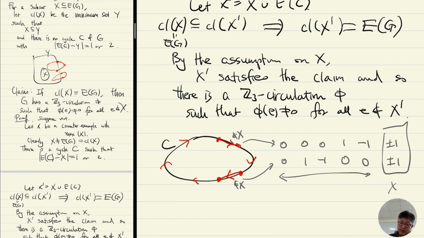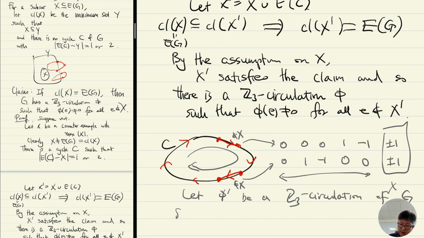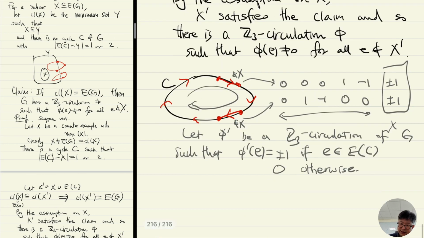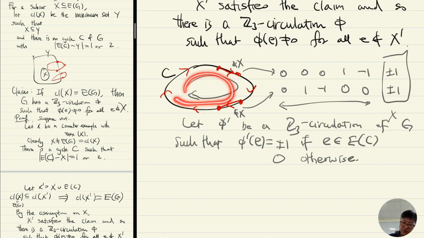Now what we do is we just add something over this cycle. So let phi prime be a G3 circulation of G such that phi prime of E is plus minus 1 if E is in the cycle and 0 otherwise. So just follow this cycle and you put 1 if it's the same direction, you put minus 1 if it's a different direction. That's the circulation, right?